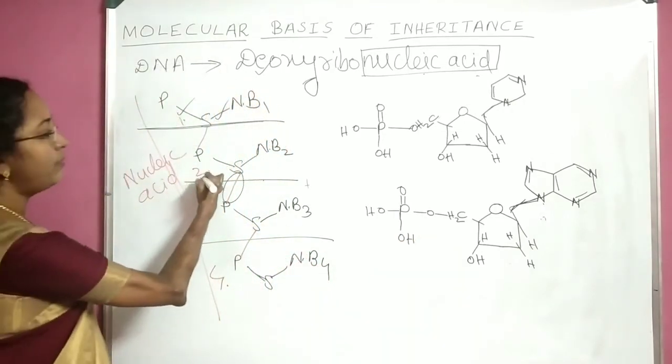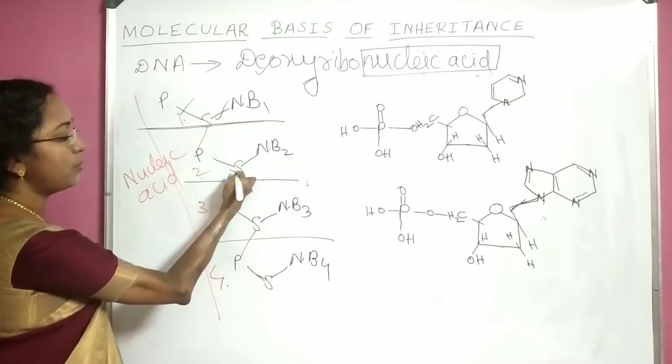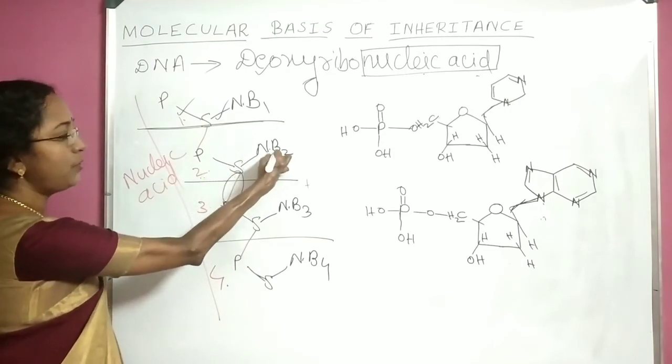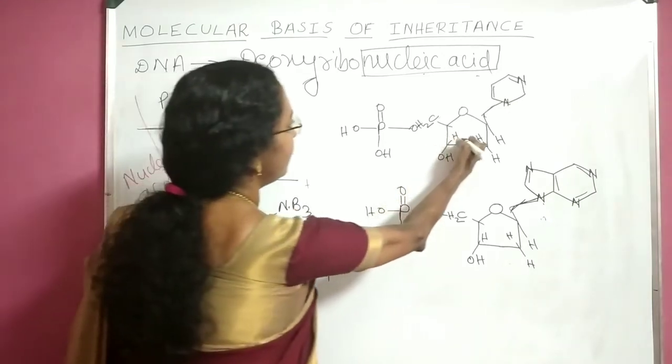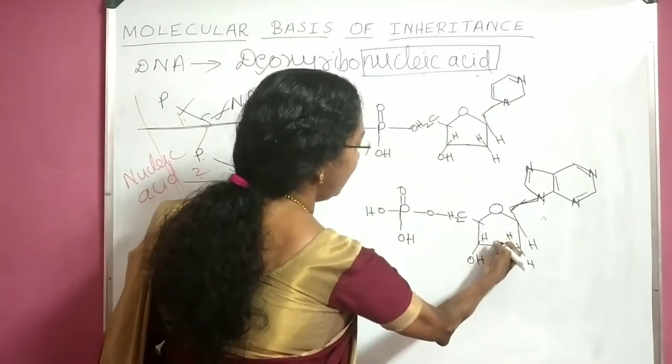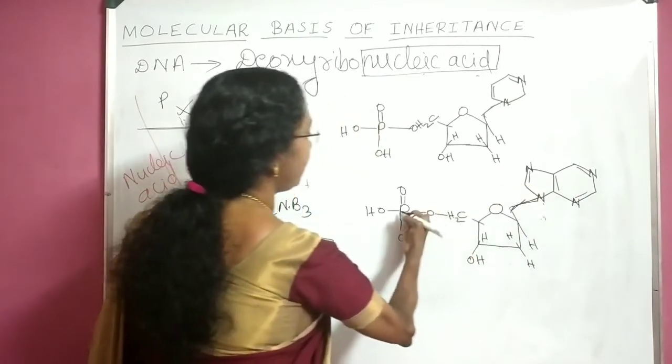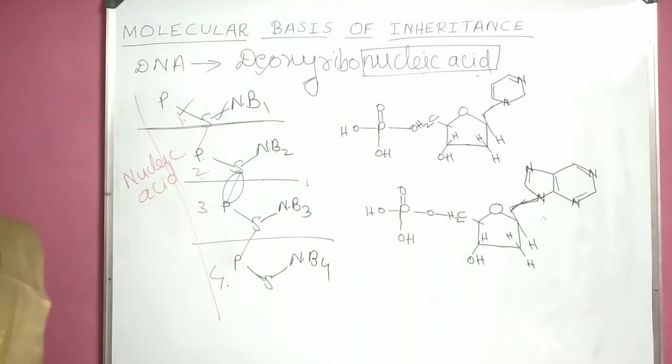Okay, so what I have drawn is this particular area: second sugar, second nitrogenous base and phosphate. So this was sugar, first nitrogenous base, phosphate. This is sugar, second nitrogenous base I have drawn, and phosphate I have drawn.